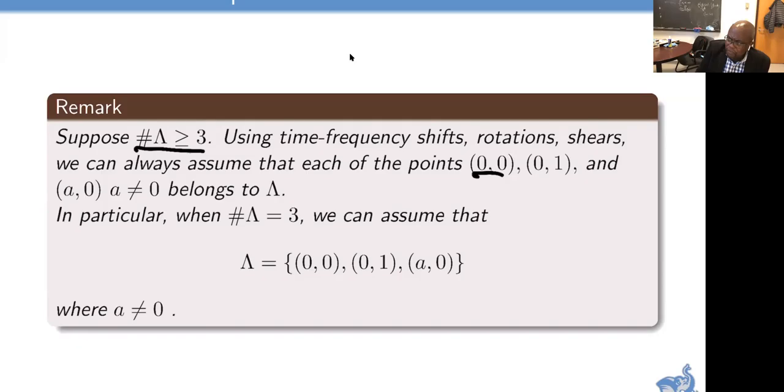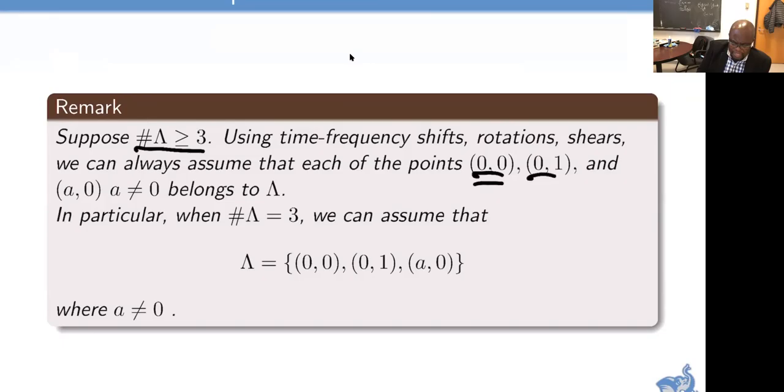So I will always do that, and that will result in me assuming that (0, 0) is always a point in my set. The second thing that I'm going to do is use rotation, and I'm going to rotate so that one of the points falls on the y-axis. And I can always do that.